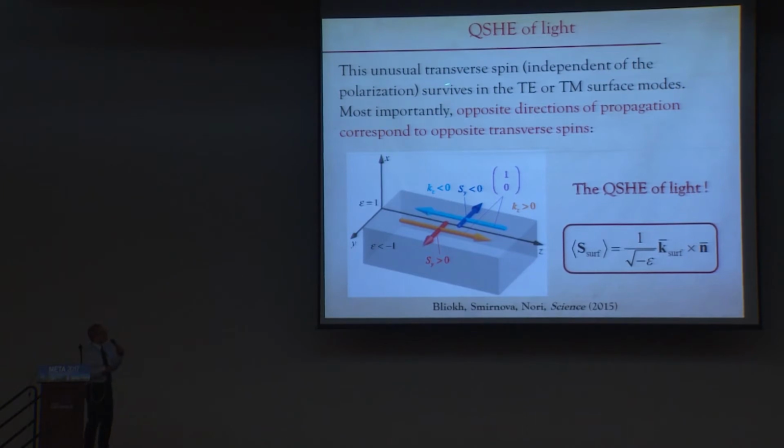So therefore, this transverse spin survives in TE-TM surface modes. Most important, opposite directions of propagation correspond to opposite transverse spins, which is the quantum spin Hall effect of light. So this is the schematic diagram here for these counter-propagating modes with the momentum which is oriented either in this direction here or in the opposite direction here, even though the standard propagation is along the z-axis.